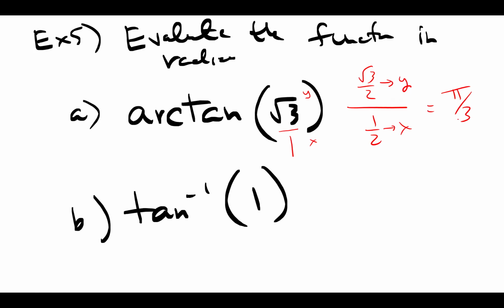And then one more. Tangent inverse of 1. When does that happen? Oh, sorry, -1. Remember, tangent is y over x, right? I want one to be positive, one to be negative. Negative pi over 4? Negative pi over 4. Are we good there?